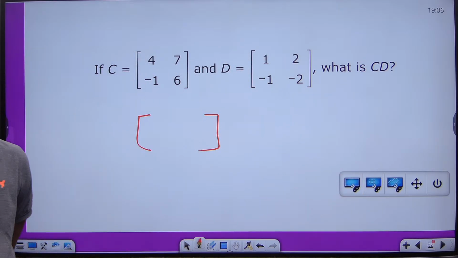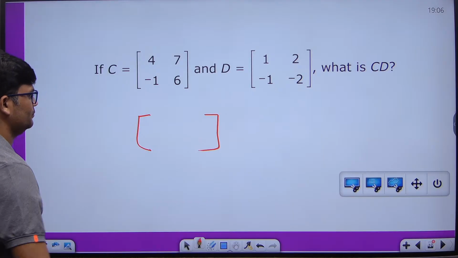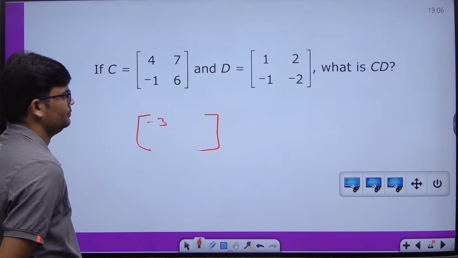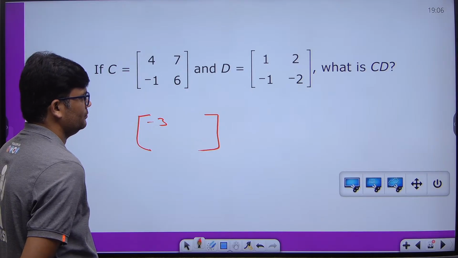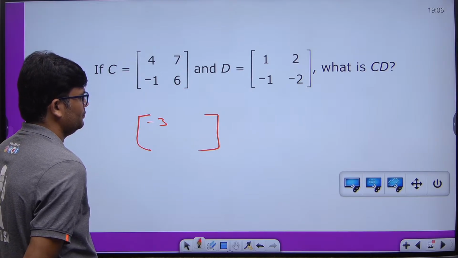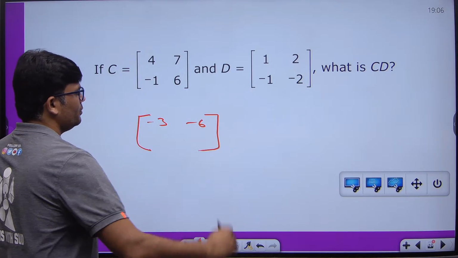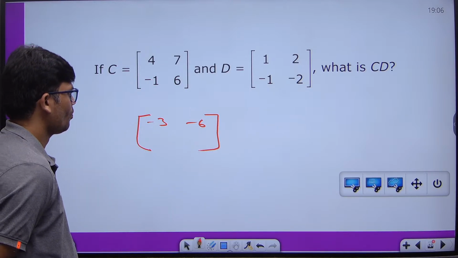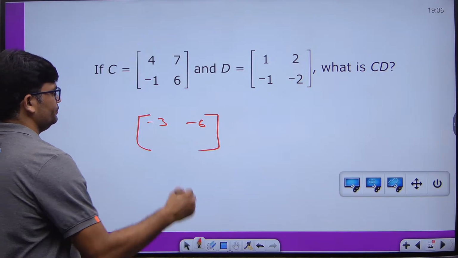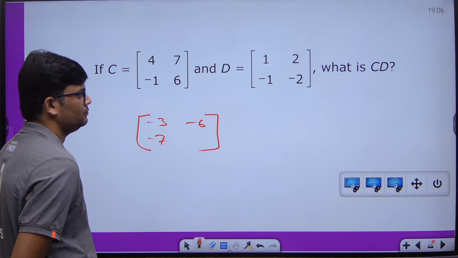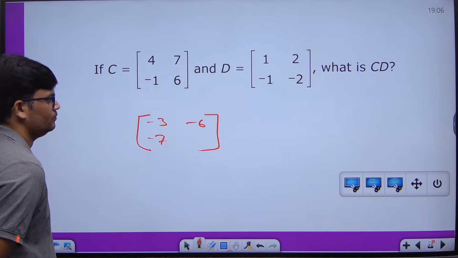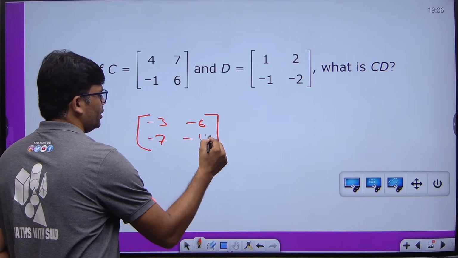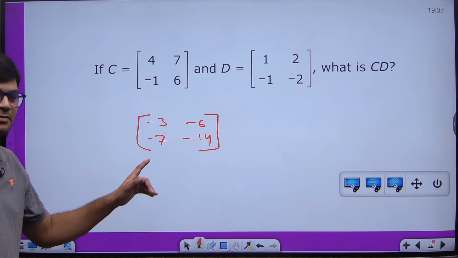Four plus -7. So -3. Very good. Second. So 8 plus -14. So -6. Very good. -1 plus -6, -7. Very good. And -2 plus -12, -14. -14. So please note it down.